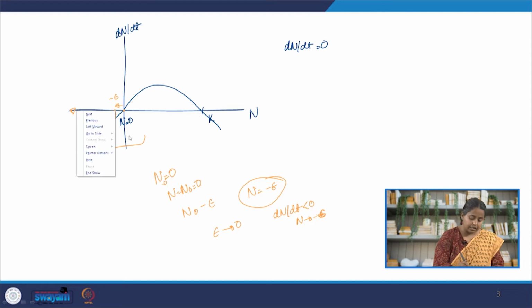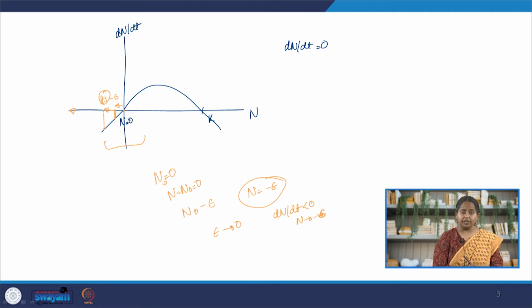As a result, n will reduce even further. Now let's say n has reached here after time t1. Notice dn by dt has increased in magnitude, but it's still negative, which means n is going to decrease even more, and it's going to decrease faster than it did when n was equal to epsilon. So I'm going to move further to the left. By the time n reaches here at time t equal to t2, dn by dt has increased even further.